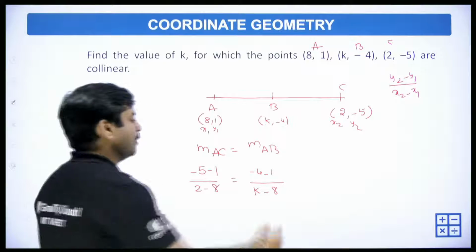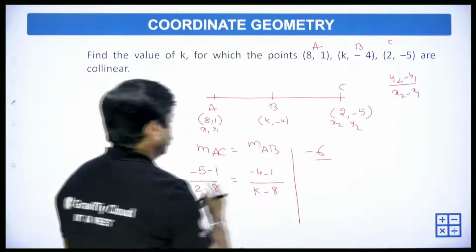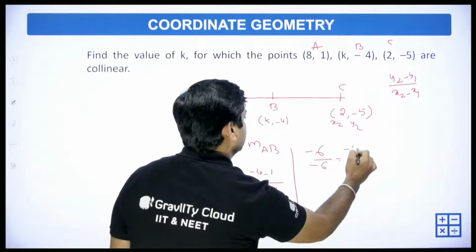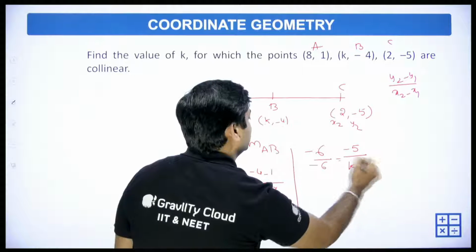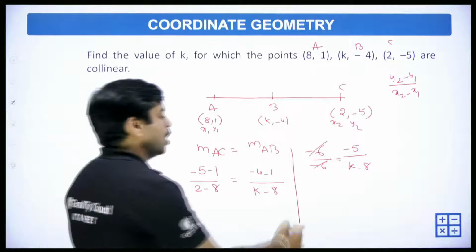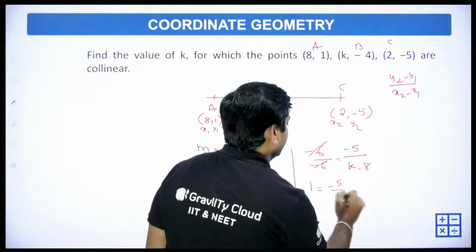Minus 5 minus 1 is minus 6, by 2 minus 8 is again minus 6, equal to minus 4 minus 1 is minus 5, by k minus 8. So minus 6 and minus 6 get cancelled, and you're left with 1. 1 is equal to minus 5 by k minus 8.